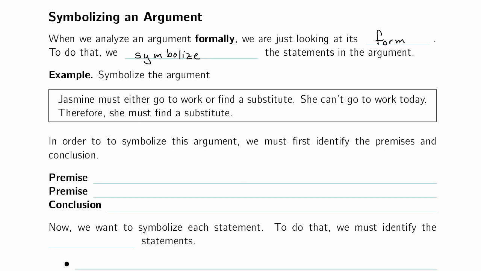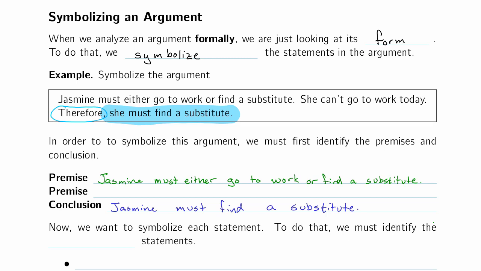We have this therefore marking our conclusion for us, so we know that the conclusion is she must find a substitute. Who's she in this story? She is Jasmine. So our conclusion is Jasmine must find a substitute. The other two statements in this argument are our premises. We have Jasmine must either go to work or find a substitute. That's our first premise. We also have she can't go to work today. Again, she is Jasmine. So our second premise is Jasmine can't go to work today.